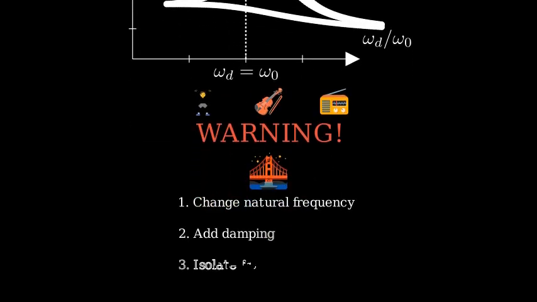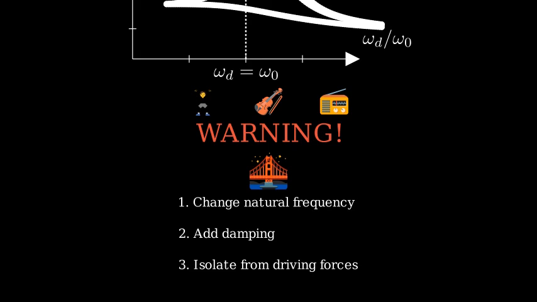In engineering, we often want to avoid resonance by: 1. Changing the natural frequency of the system. 2. Adding damping to reduce resonant amplitudes. 3. Isolating systems from driving forces that match their natural frequencies.